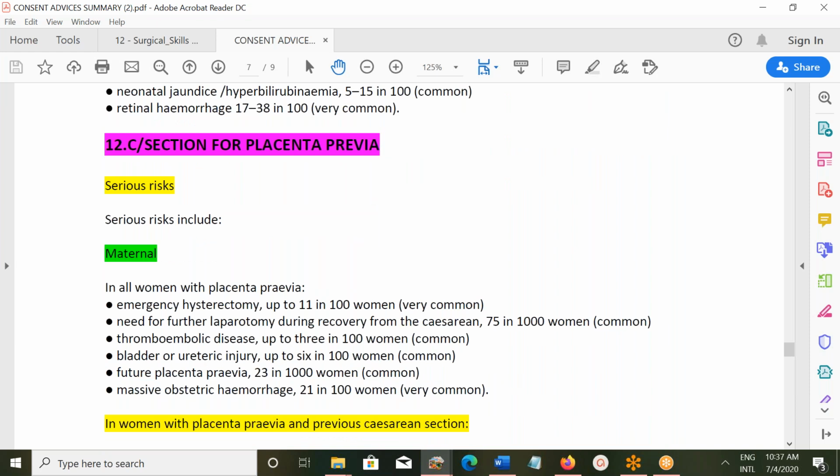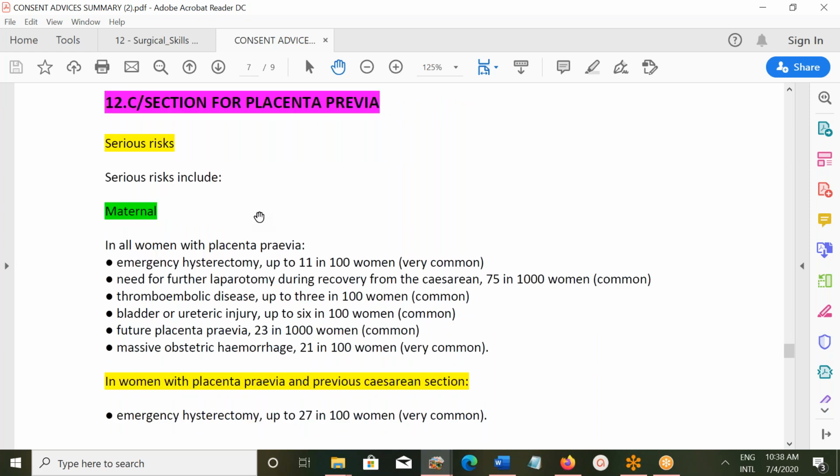We can have a special scenario when your patient has placenta previa and you are going for cesarean section. Again, you need to tell the patient about serious risks and the most frequent risks. Risk of emergency hysterectomy up to 11 in 100, which is very common. Need for further laparotomy during recovery from the cesarean, that is 75 women in 1,000.